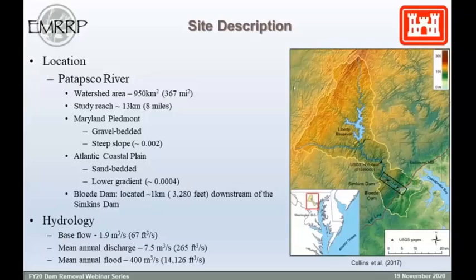There's the Bloede Dam, located about 3,000 feet downstream of Simkins Dam. My understanding is this dam is either in the process of being removed or has been removed already, but by the time the Simkins Dam was removed, Bloede Dam was in place. Hydrology of our system: we have a base flow of about 67 CFS, mean annual discharge of 265 CFS, and mean annual flood of 14,000 CFS.